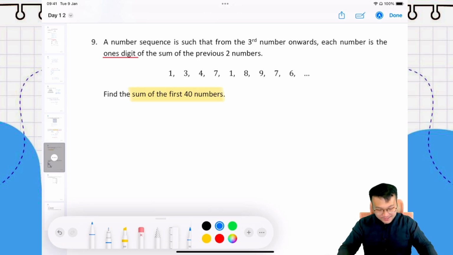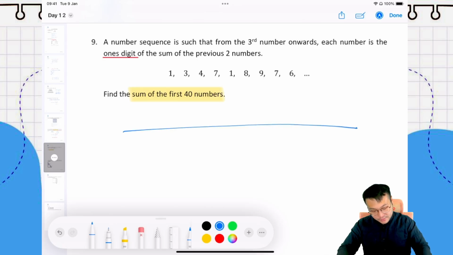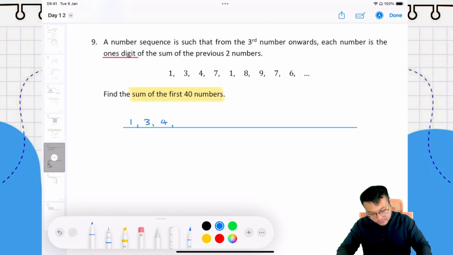Alright, looks like Jaros gave a very good explanation. So what did Jaros do? Okay, students, let's take a look. 1, 3, 4, 7, 1, 8, 9, 7, 6. So continue adding. 7 plus 6, 13. And 6 plus 3, 9. 3 plus 9, 12. 9 plus 2 is 11. 2 plus 1 is 3. 1 plus 3 is 4. Hey, look, it's already repeating. Okay? Can you see it's already repeating, students?